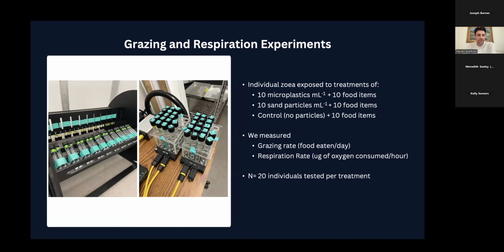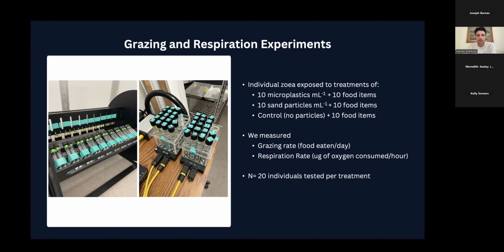So next, I just want to touch on the grazing and respiration experiments. The previous ones were done in groups of 30 per bottle. Here we actually looked at individual grazing and respiration, which was really great to get that really fine granular look at the data. And so here we actually exposed individual zoea to one of three different treatments, either 10 microplastics per milliliter, 10 sand particles per milliliter, or a control that had no particles whatsoever.